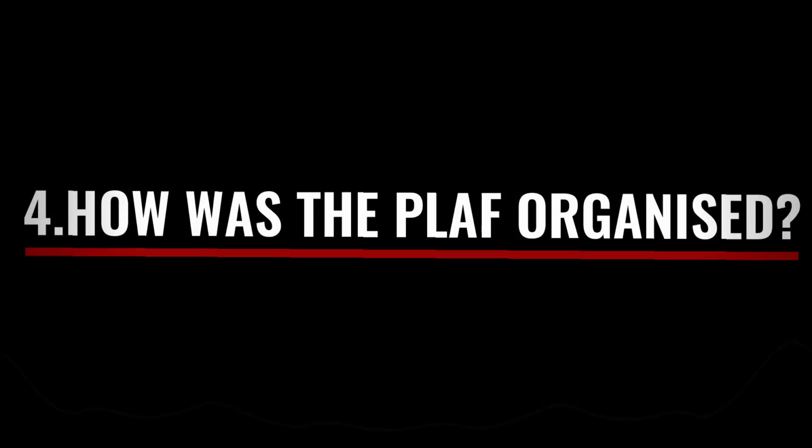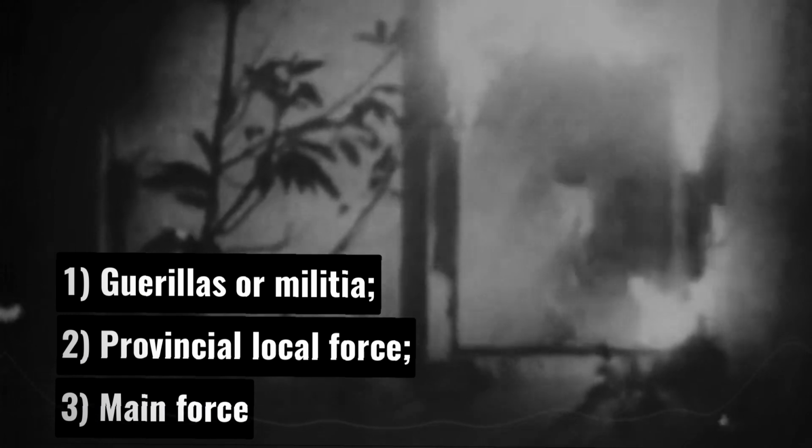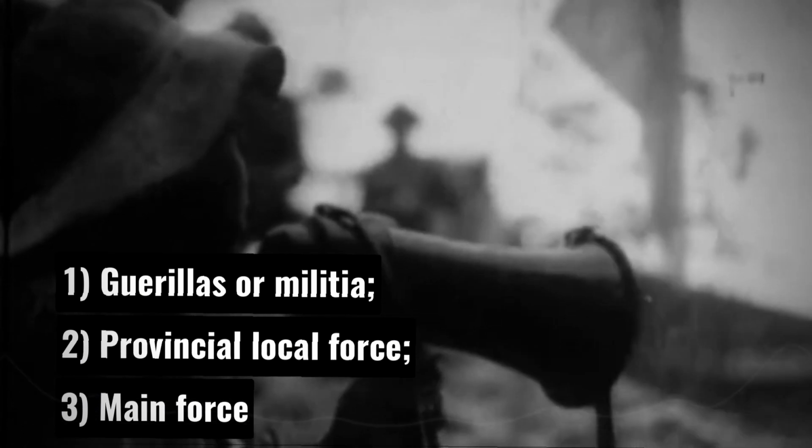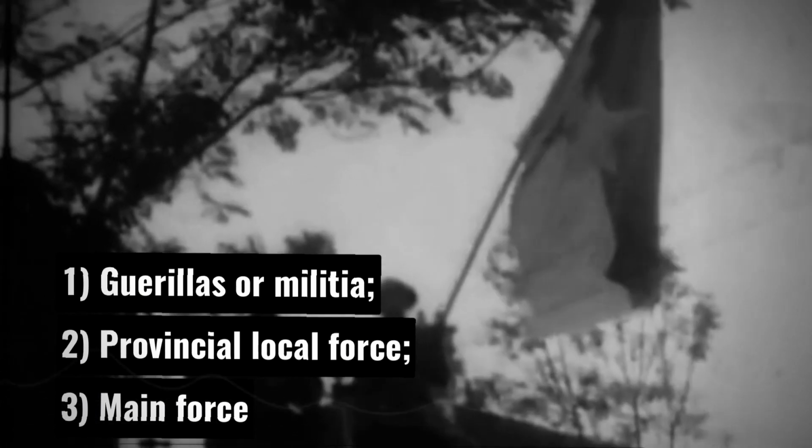How was the PLAF organised? The PLAF was patterned after the Chinese Revolutionary Armed Forces and was composed of three elements: guerrillas or militia, provincial local force, and main force. Village guerrillas or militia detachments were part-time and poorly trained, while local and main force were full-time and better trained, with main force units receiving the best training. Main force VC were also more likely to be party members.